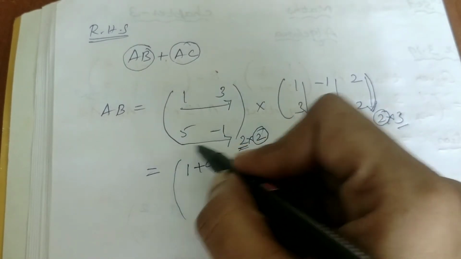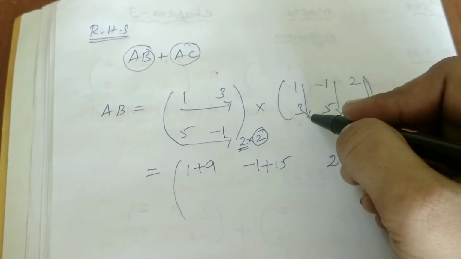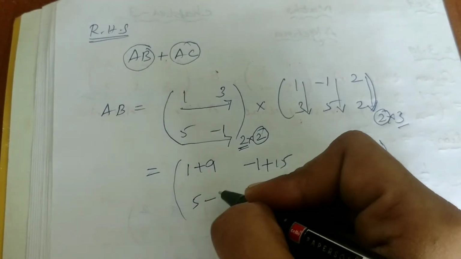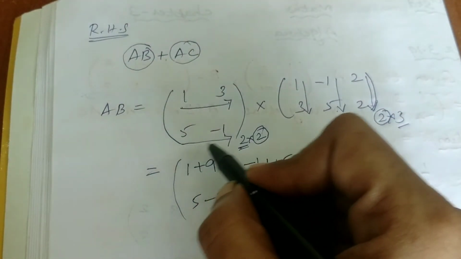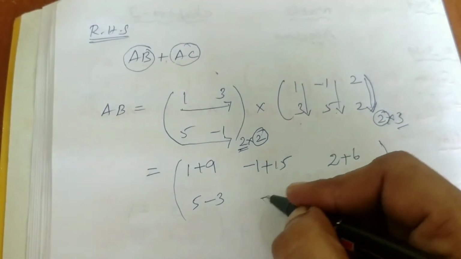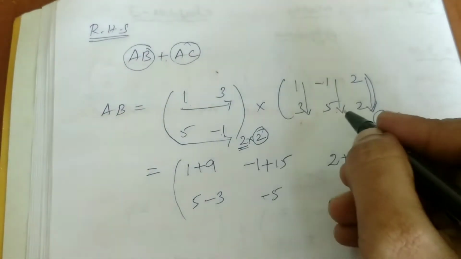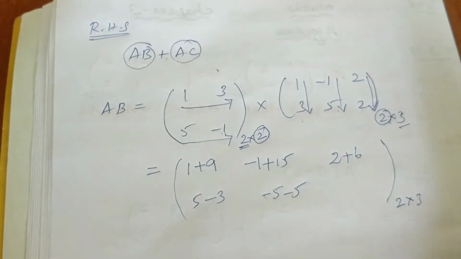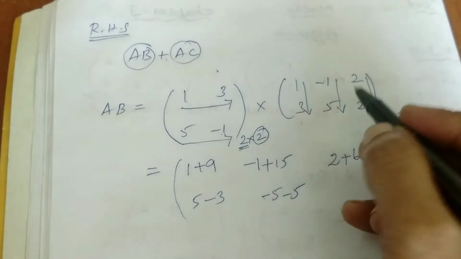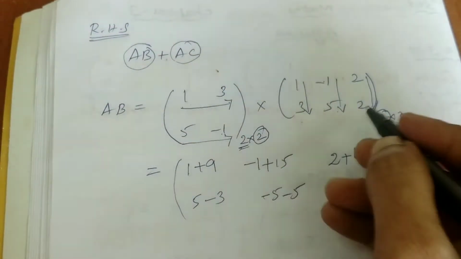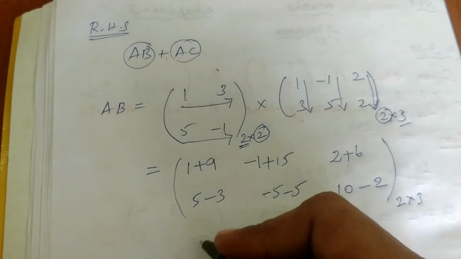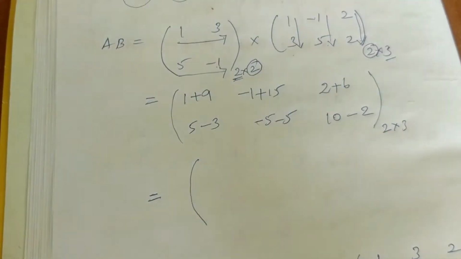So, multiply the second row by the first column. 5 into 1, 5, minus 1 into 3, minus 3. And then multiply the second row by second column. 5 into minus 1, minus 5, minus 1 into 5, again minus 5. And then multiply the second row by third column. 5 2s are 10, minus 1 into 2, minus 2. That's all. So, now we are going to simplify this matrix.